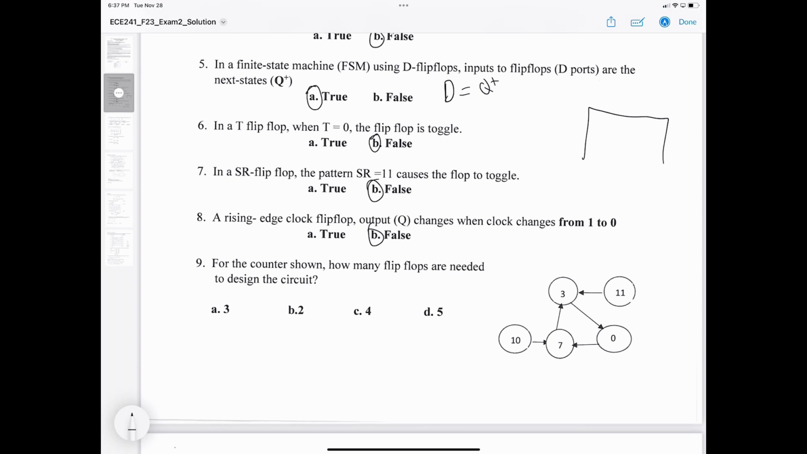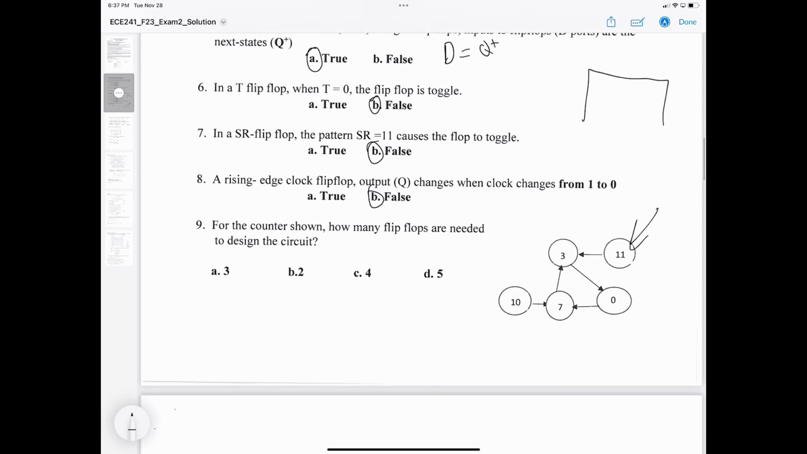Okay, so for this, it's a counter. Despite there being 5 states, you would say 3 flip-flops? No. For the counter, you also need to be able to count to the numbers in the states. 11, which in 3 bits you cannot get to. You can only get to 7. You need to get to 11, which needs a 4th flip-flop.